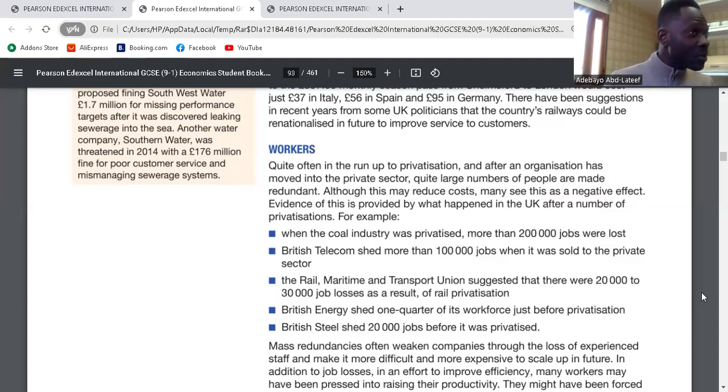Repetition of work, wasting of resources. No, they will be made redundant. So they will what? Unemployment will increase. Is it clear? So that's for the workers.